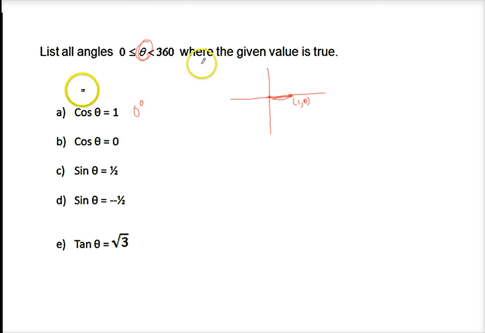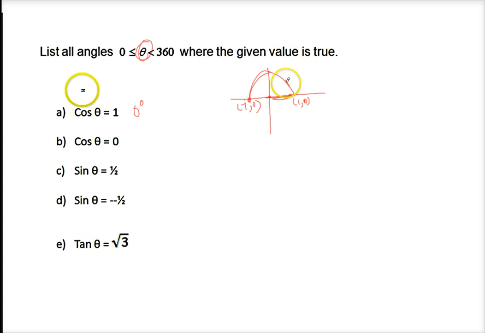A lot of times it happens twice on the unit circle, but notice the only other place a distance of 1 from the center is over here, and here it wouldn't be 1, right? It would be negative 1. Okay, so our only angle where cosine theta is 1 is at 0 degrees.